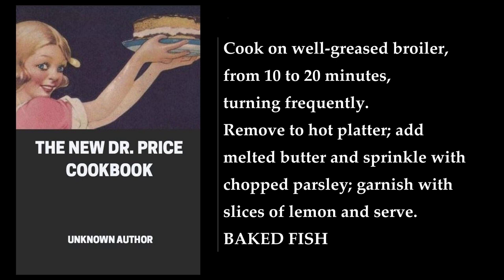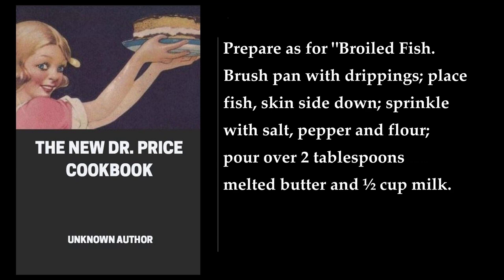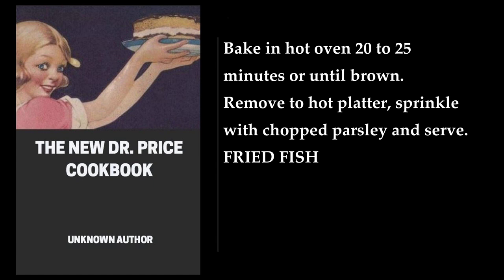Baked fish. Prepare as for broiled fish. Brush pan with drippings, place fish, skin side down, sprinkle with salt, pepper and flour, pour over 2 tablespoons melted butter and 1/2 cup milk. Bake in hot oven 20 to 25 minutes or until brown. Remove to hot platter, sprinkle with chopped parsley and serve.